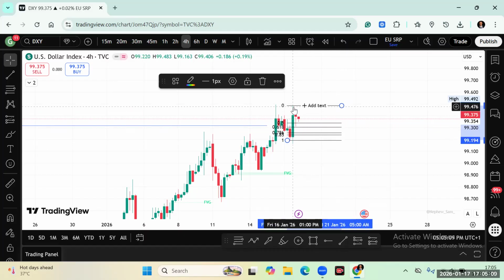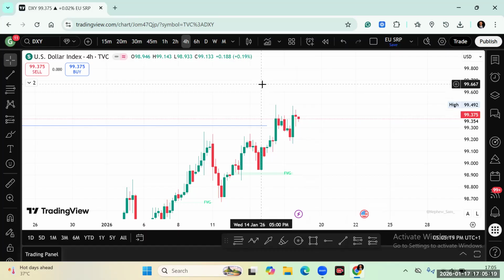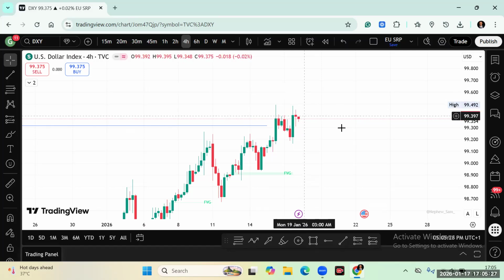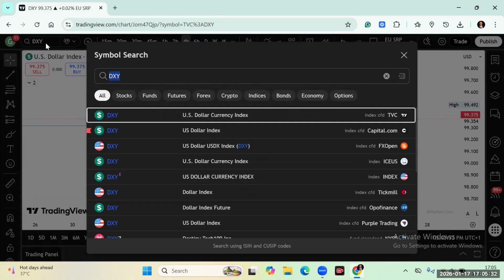So DXY is bullish. It means that the pairs that are connected to DXY, EURUSD, GBPUSD, all those pairs, they will be bearish because they trade directly inversely to the dollar. So let's look at EU.